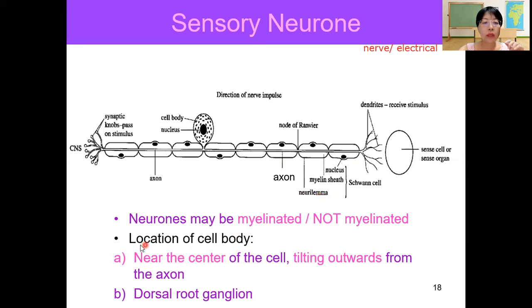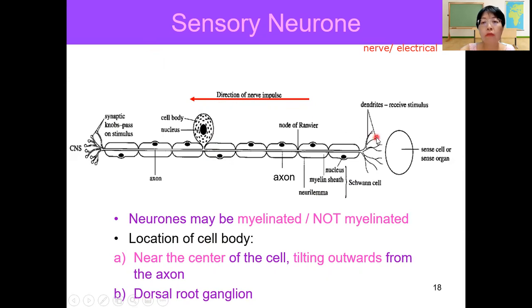Here, it describes the location of the cell body for the sensory neuron. A, with respect to the cell, is located near the center of the cell, tilting outwards from the axon. And B is with respect to the body. The cell body of the sensory neuron is actually located in the dorsal root ganglion. What does it mean? Let us look at the next slide. Before that, this red arrow shows the direction of nerve impulse transmission.